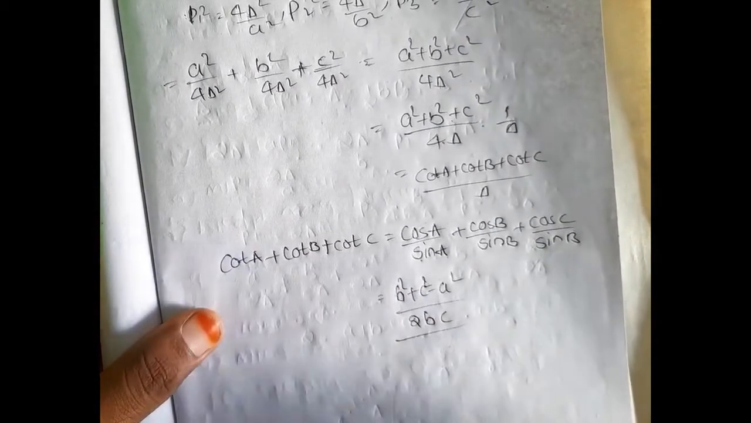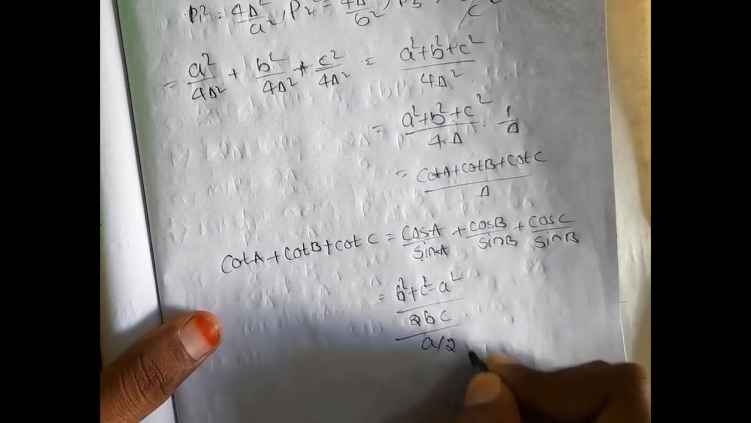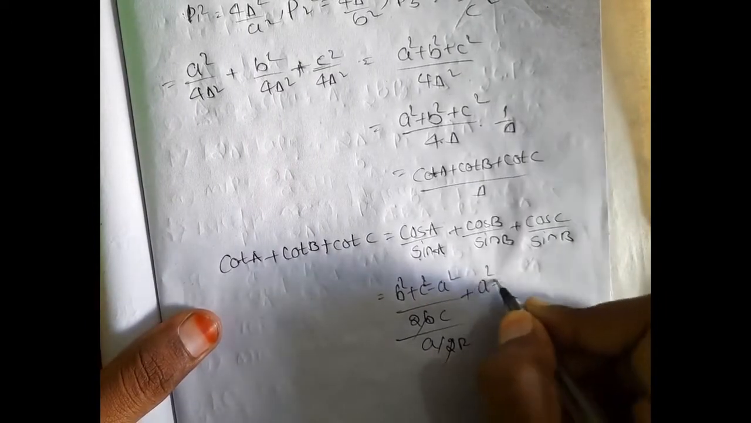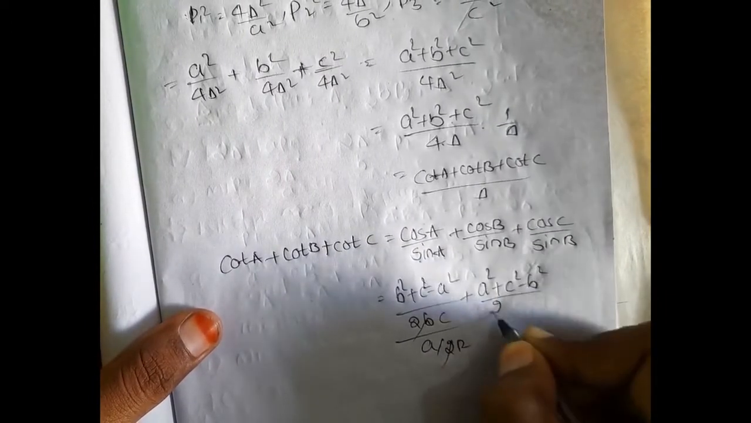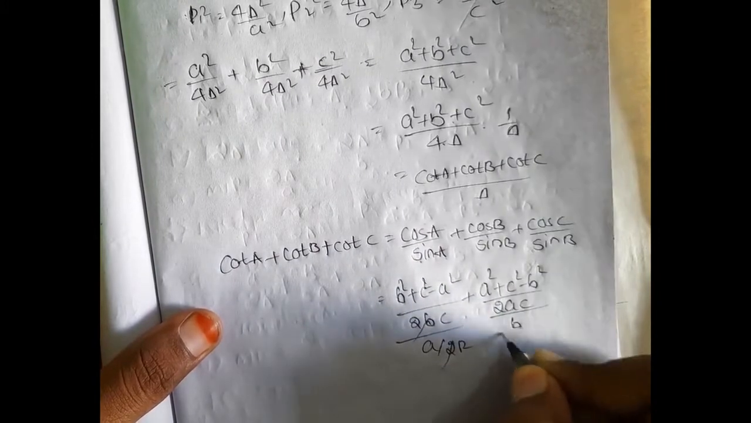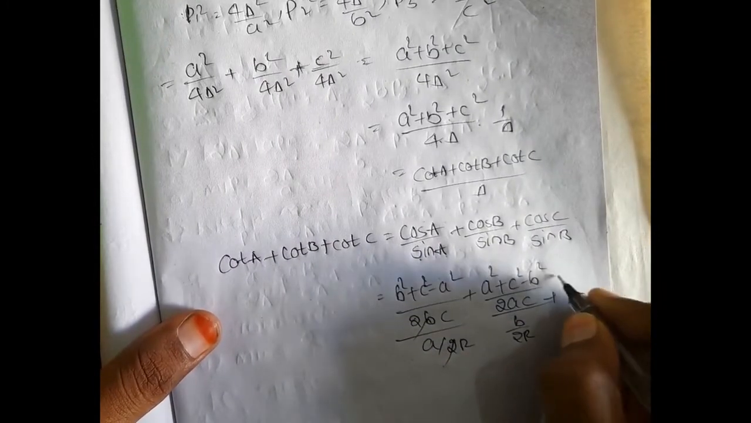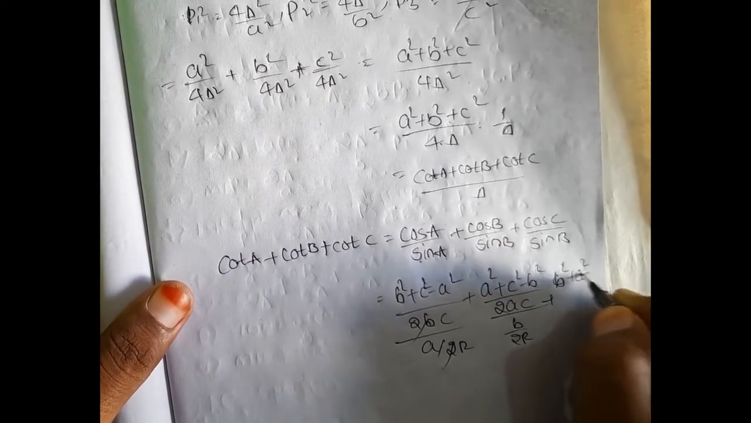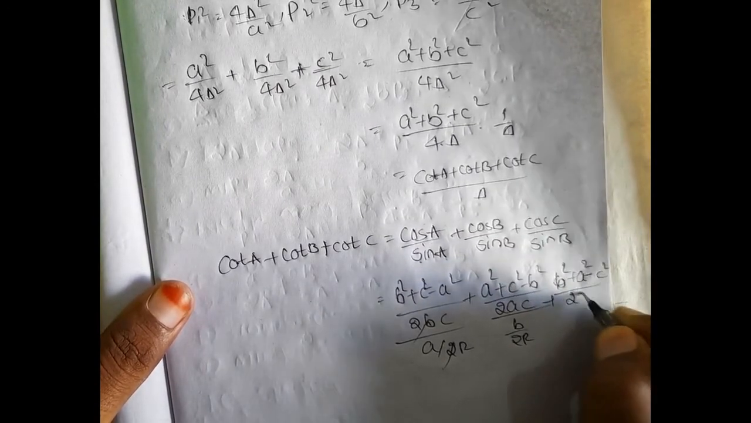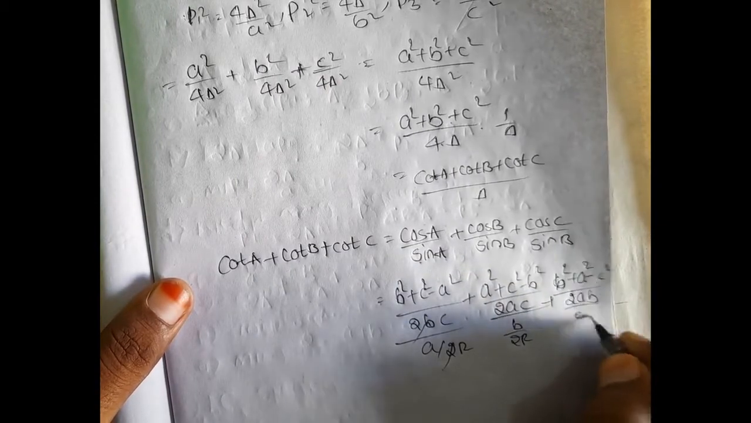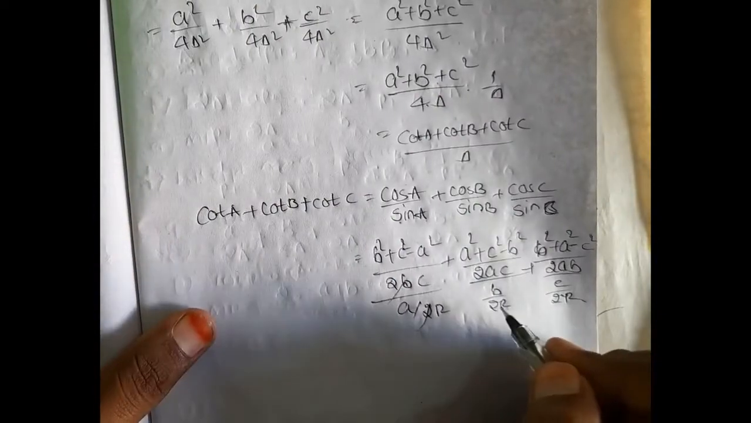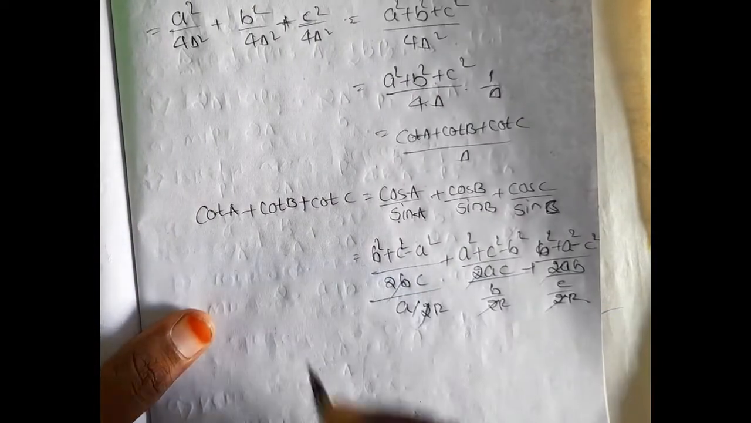What is the formula of sin A from the sine rule? A by 2R. The 2 can be cancelled. Same for the next term: a square plus c square minus b square by 2ac, and b by 2R. Then b square plus a square minus c square by 2ab, and c by 2R. So here also the 2 and 2 can be cancelled.